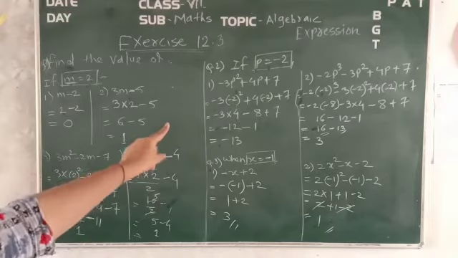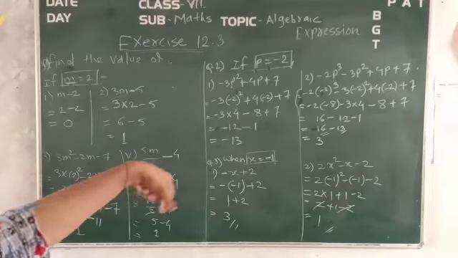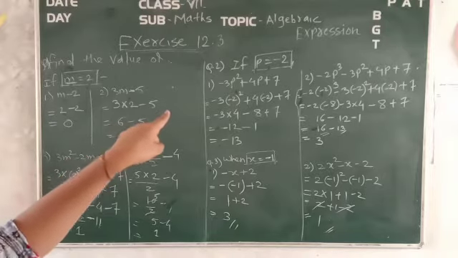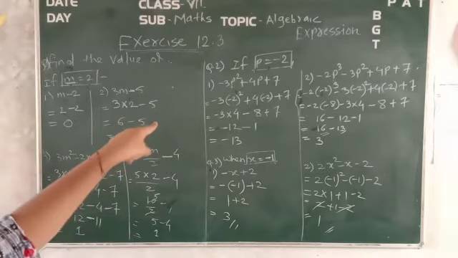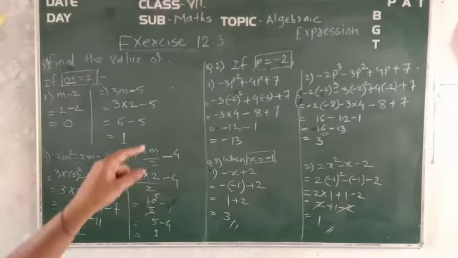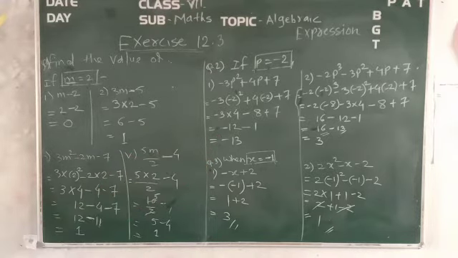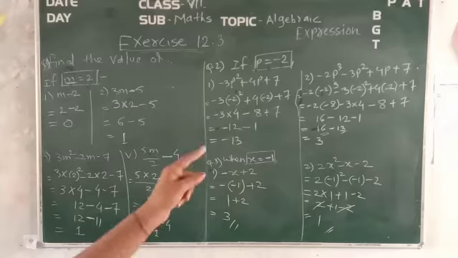Now for the second question, if we put p equal to minus 2, what will we get? For the first question, that is minus p plus 3p square. It is the second question. The value of this expression is minus 13. It is correct. Question number 3, that is minus 2p cube. Its value is 3 only, which is also correct.